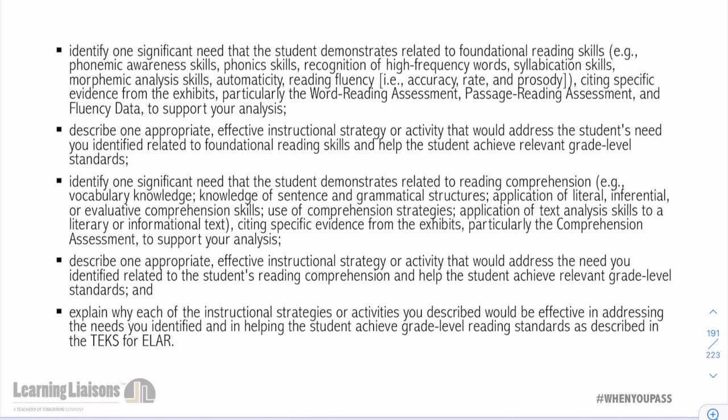This is your constructed response. We are going to have to identify a significant need that the student demonstrates related to a foundational skill. So phonemic awareness, phonics, high frequency words, something like that. We're going to have to cite specific evidence from the exhibit. So they're going to give us evidence of her work. We're going to have to cite it.